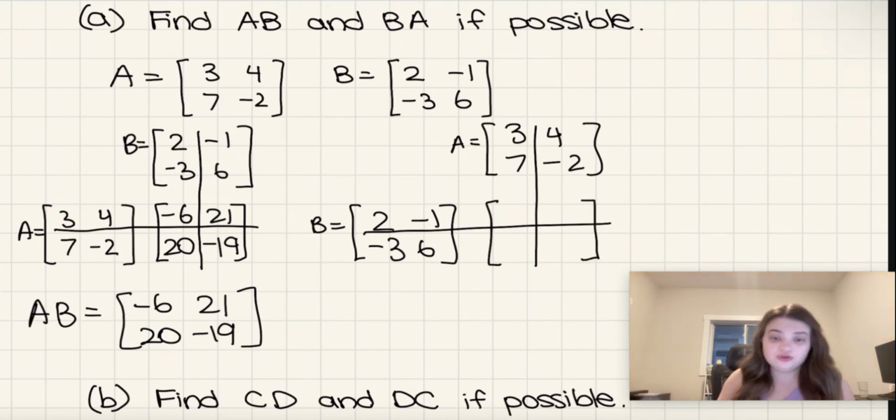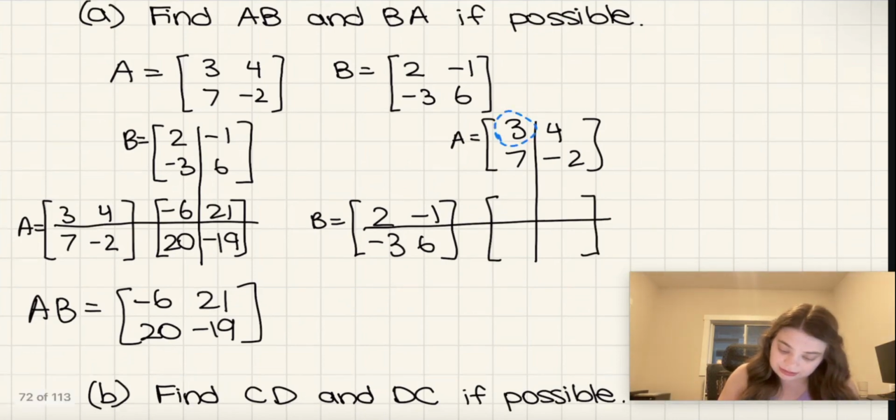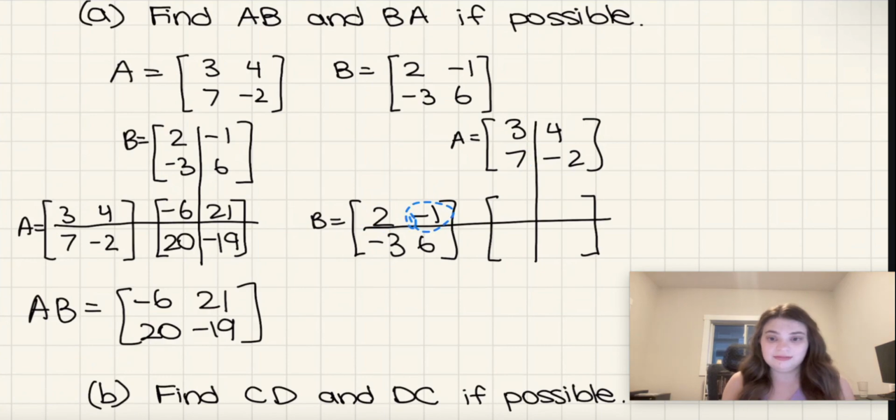Okay, so just to review which numbers we're going to multiply and add, we're going to multiply 3 times 2 to get 6. We're going to multiply 7 times negative 1 to get negative 7. And then we're going to add those results together. So 6 plus negative 7 is negative 1. Then we have 4 times 2, which is 8, and then plus negative 2 times negative 1, which is positive 2. So 8 plus 2 gives us 10. So the answer is 10.